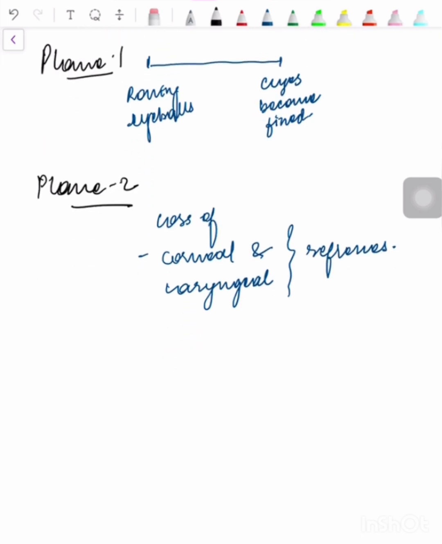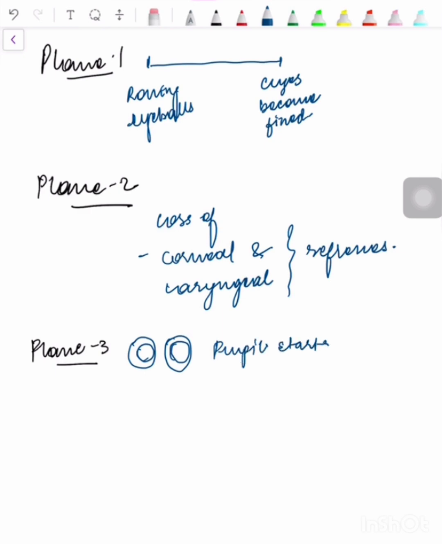Then there is obviously plane 3. Plane 3 is when the pupil starts dilating and the light reflex is lost. So what happens in plane 3 is your pupils start to dilate. Okay, these are your pupils and they have dilated. So pupil starts dilating and light reflex is lost.